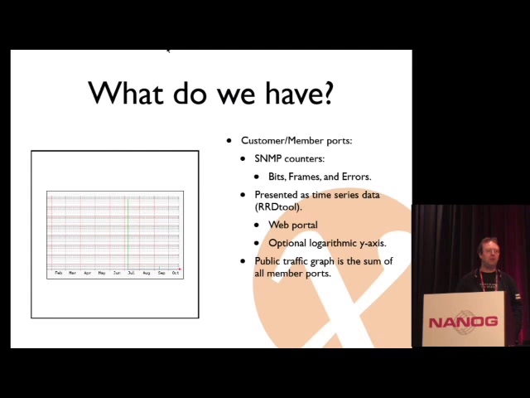So what do we have? Well, we have SNMP counters, and we count bits, frames, and errors, the interface counters that every interface has, and we put it all down in RRDtool, and we use an adapted version of MRTG for that. We have a web portal where our customers can log in and see their own graphs. What I particularly like about it is that we have an option to show graphs with a logarithmic y-axis, which is particularly handy for errors, and that's why I put this graph on, where you see a big peak in the middle and a very, very small peak on the right-hand side. And that's only visible because you can put it on a logarithmic y scale.